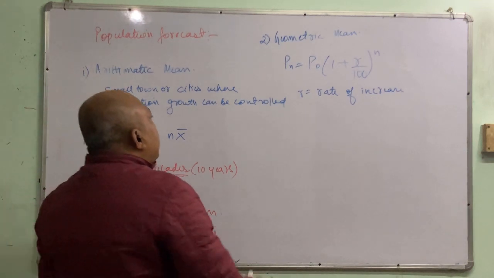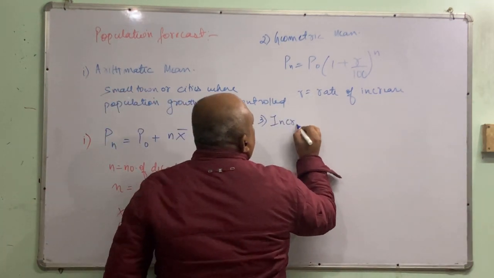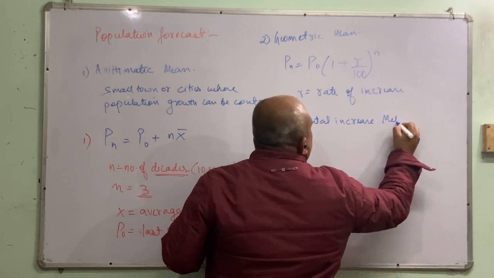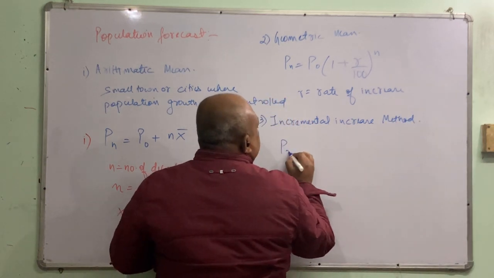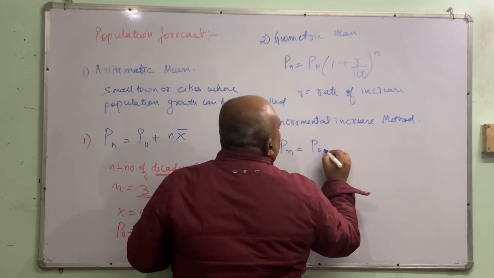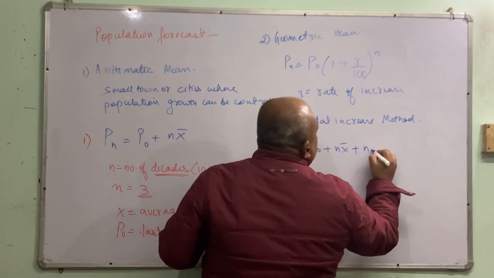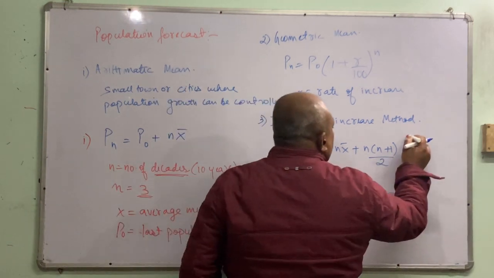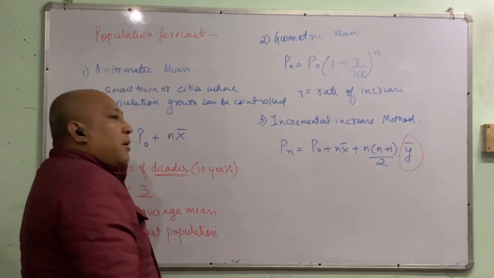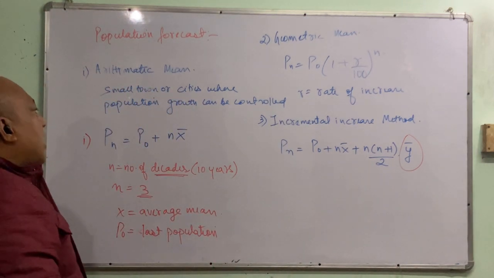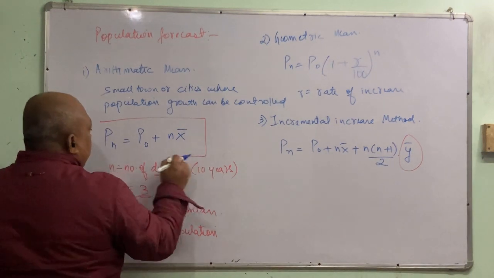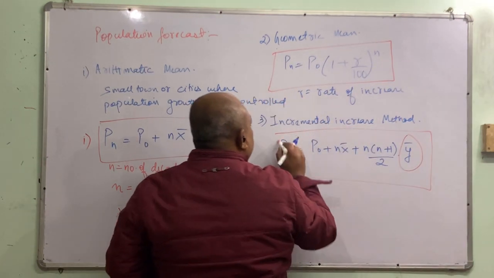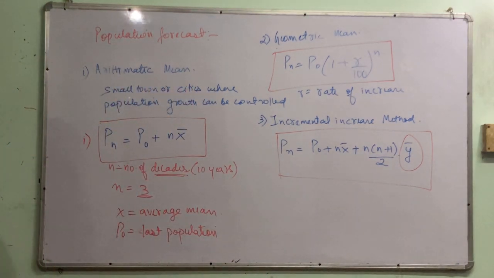Number 3 is the incremental increase method. The formula is Pn is equal to P naught plus n x bar plus n into n plus 1 divided by 2 into y bar. Here you will get a new terminology called y bar. Don't worry, let me solve the problem, then I'll explain it. So these three are the main numerical parts: 1, 2, and then 3. Remember these three equations.